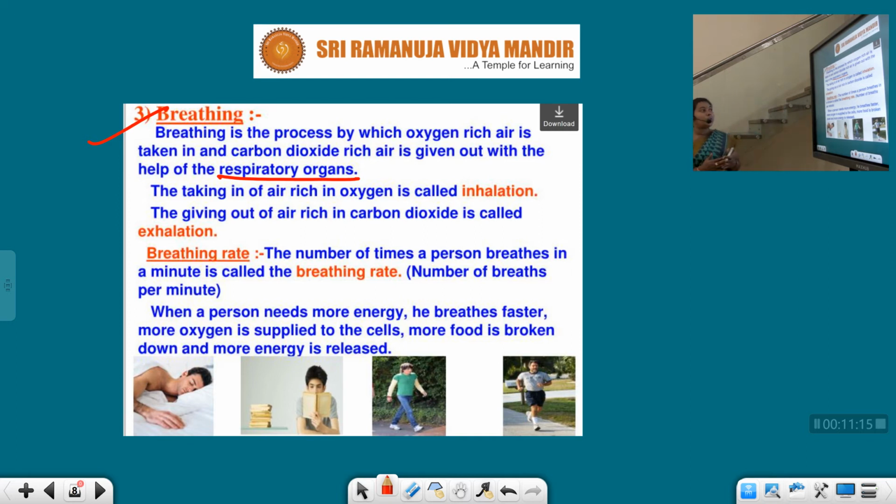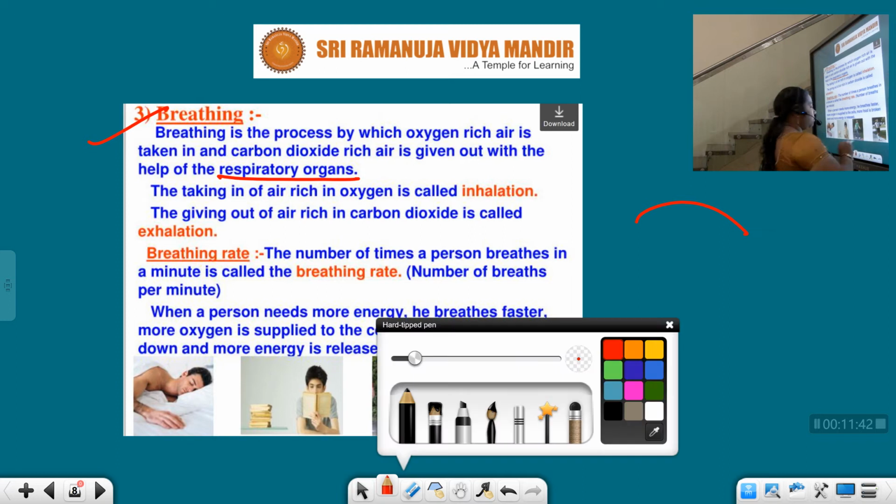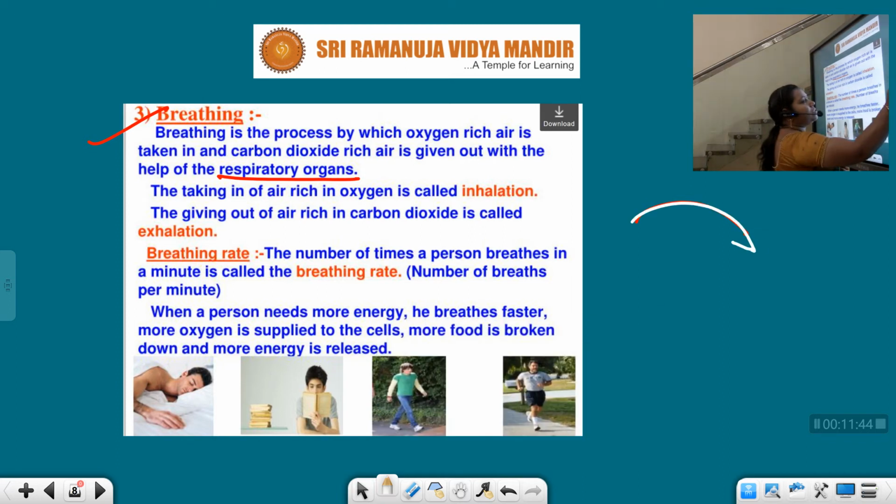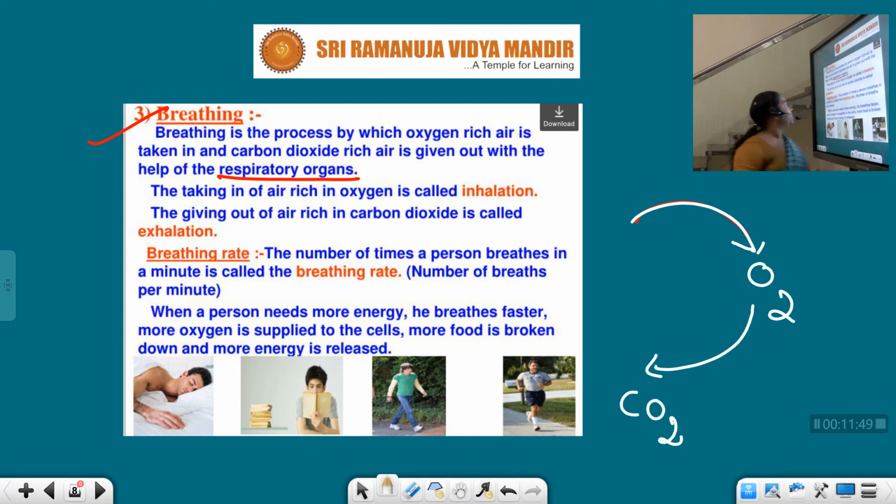Let us discuss in detail what we mean by inhalation and exhalation, and what the mechanism involved is. The taking in of air rich with oxygen, whatever we are inhaling, that is inhalation. The giving out of air rich with carbon dioxide, after we take the oxygen, we liberate carbon dioxide. This is exhalation.